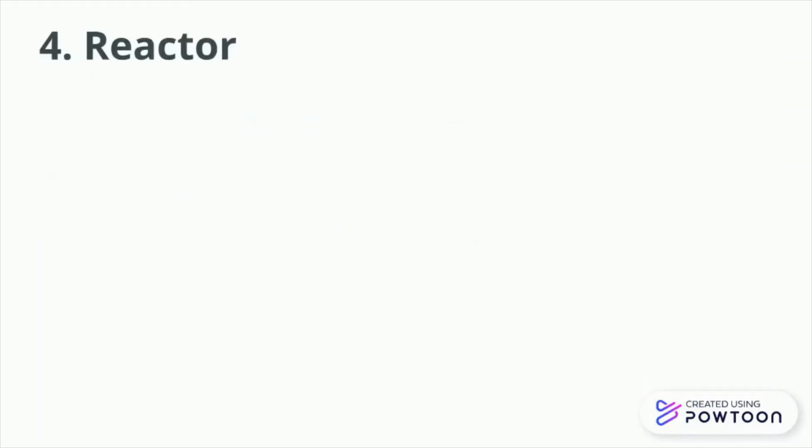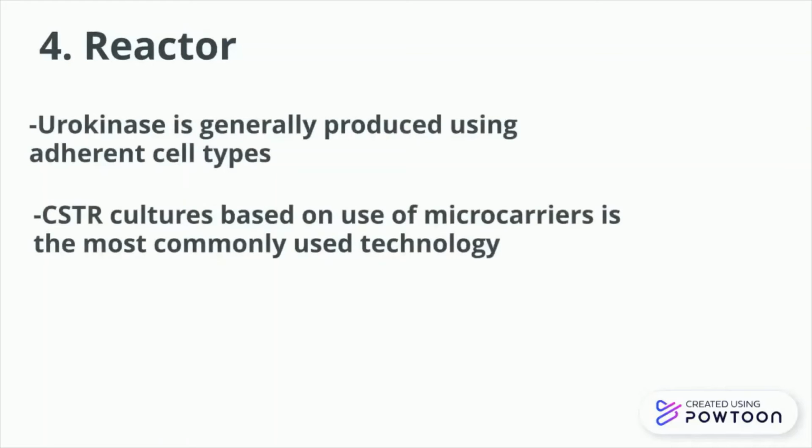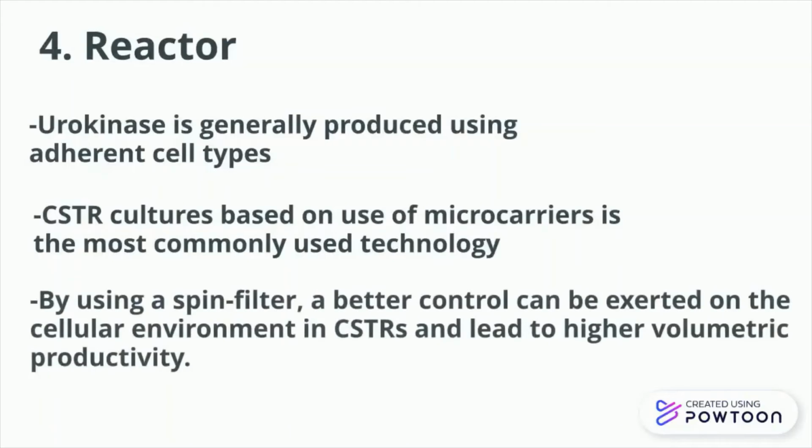Since urokinase is typically produced using adherent cell types, microcarriers are required to provide anchors for cell growth. Besides, spin filters are usually used to retain the cells and microcarriers while removing the spent medium. In this way, we can have better control on the reactor environment, resulting in higher productivity.